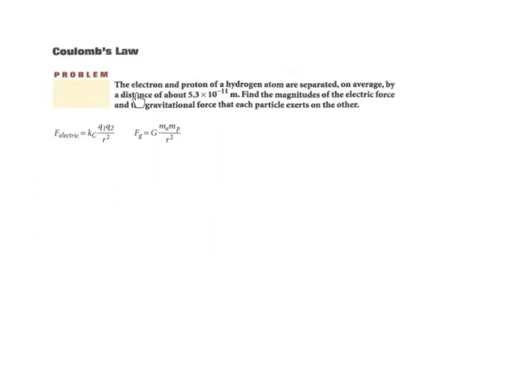So here's our question. Take a second and read it here. It says the electron and proton of a hydrogen atom are separated on average by a distance of 5.3 times 10 to the negative 11th meters. In our equation for force electric, r should be in meters, which it is. It says find the magnitude of the electric force and the gravitational force that each particle exerts on the other. So the two equations we need are the two related equations, F electric and force gravity.